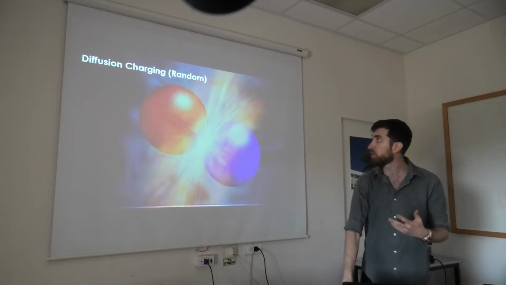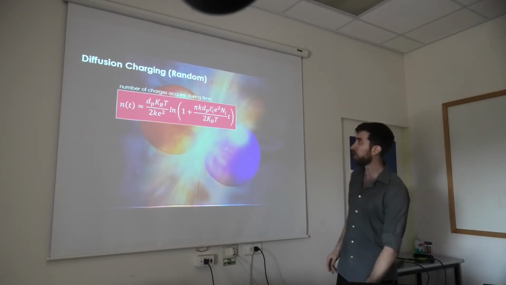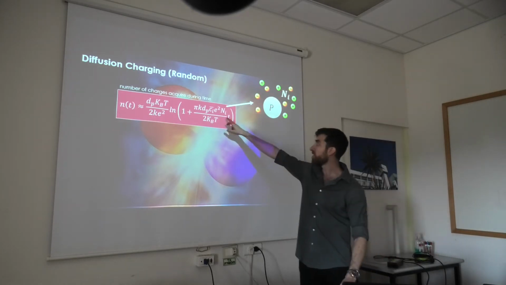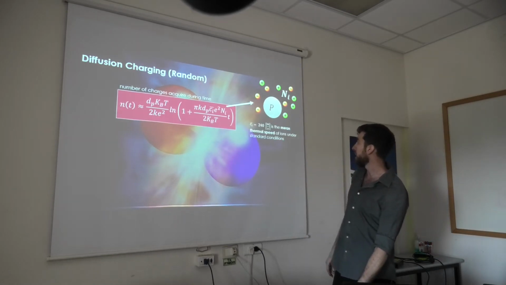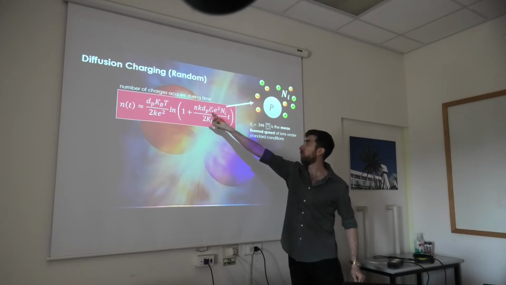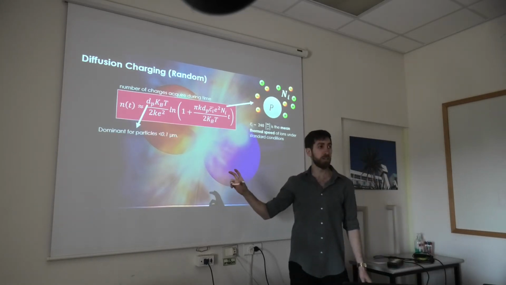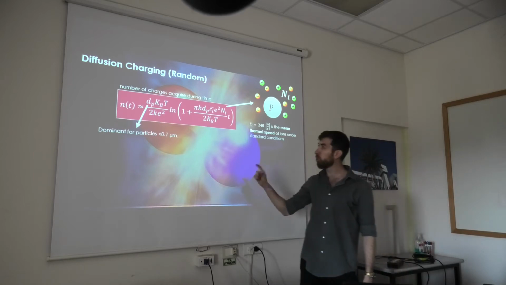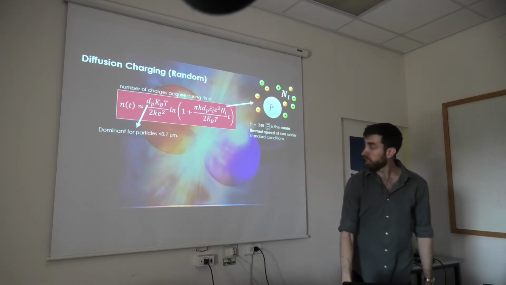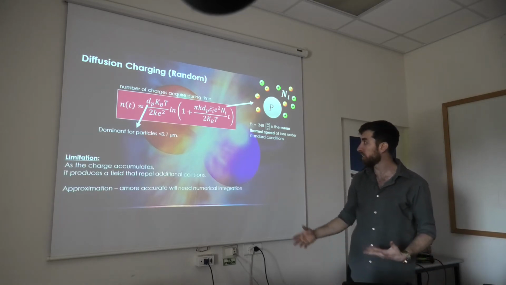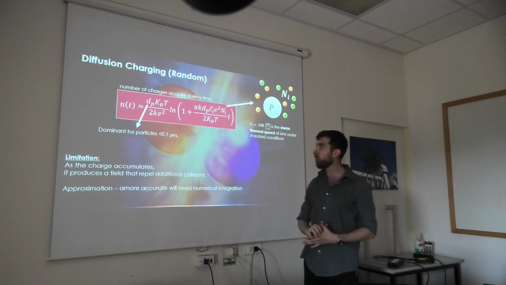The first one is diffusion charging, which is based on random collision. You can see here the ion concentration in the medium, in the air for example, and here the thermal speed of the ions. This mechanism is more dominant for small particles, and we're going to see why. This is of course an approximation; it's really complicated to actually calculate.